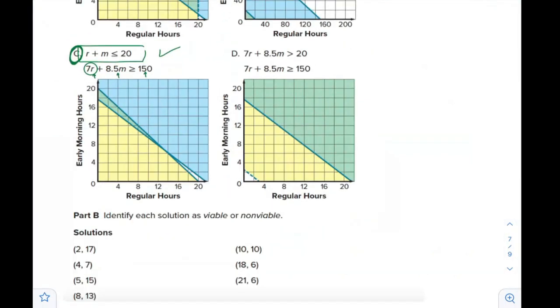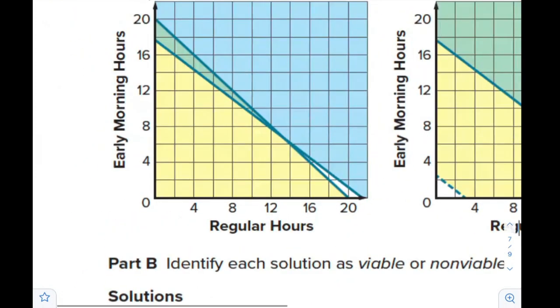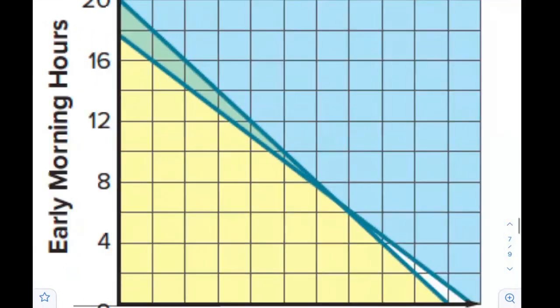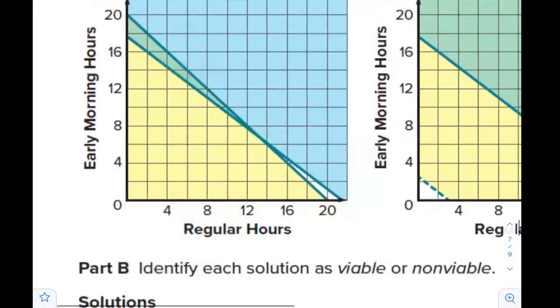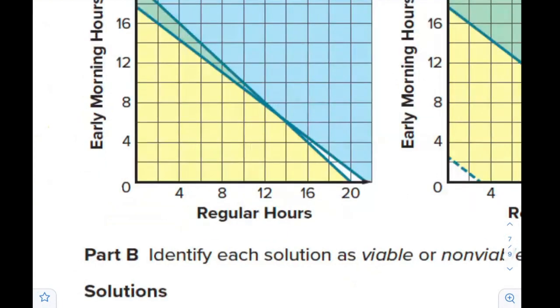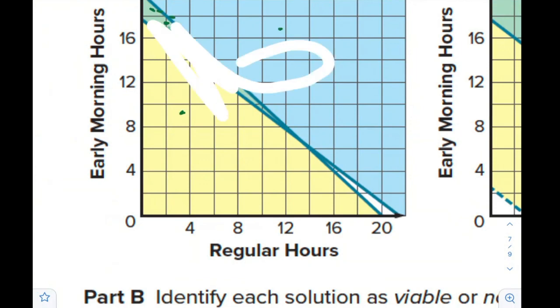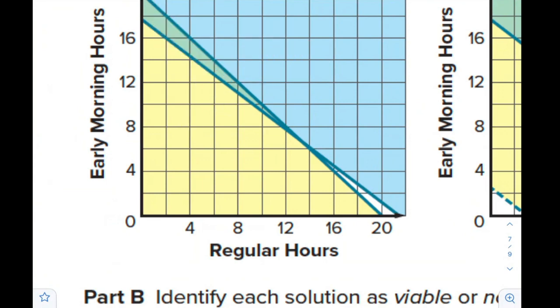Part B, identify each solution as viable or non-viable. Is it possible or not possible to have one of those? How can we know that? As you see here, the combination of two colors, blue and red, yellow, is the green. So the green one is the viable area, the feasible area, where we have both colors at the same time. So the solution should be any point in or on the boundary, not here, not there. It should include both colors at the same time.